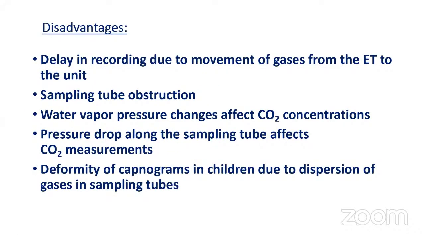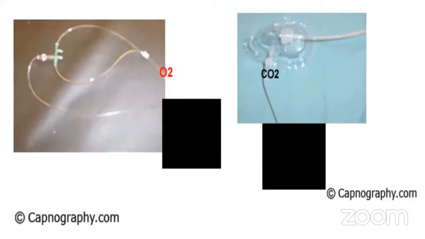Some delay in the recording can happen because it is away from the endotracheal tube. Sampling tube obstruction can cause low values. Water vapor can also affect the CO2 concentrations, and deformity of the capnogram can happen in children due to the dispersion of the gases in the sampling unit because of the low volumes. It also uses 50 to 100 ml of gases per minute.